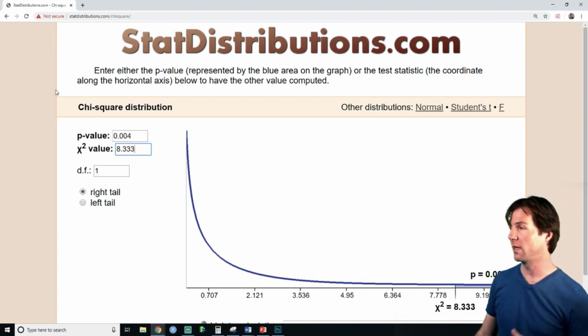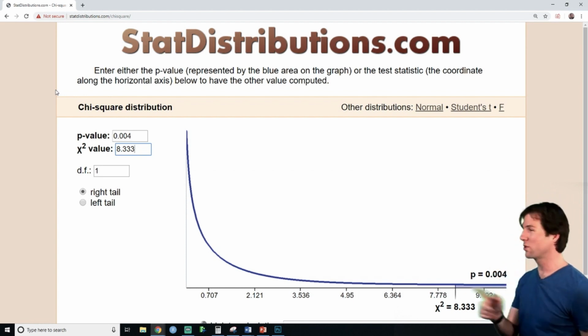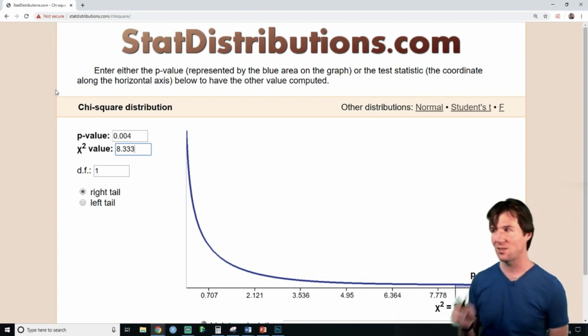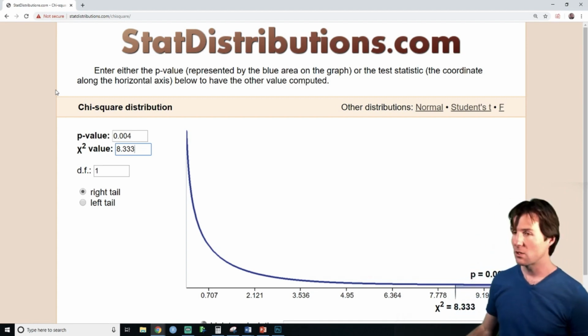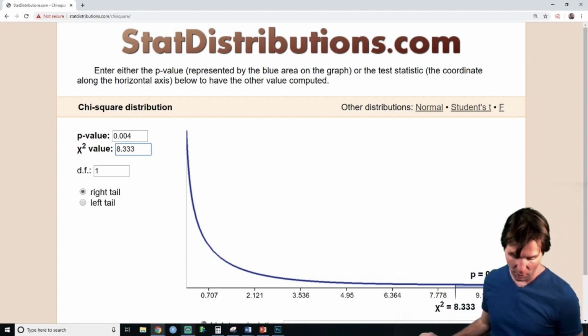We got basically no area under the curve, telling us our results or results more extreme were unlikely due to random chance. You know what we're going to do. We're going to reject that null. So the p-value here is 0.004.